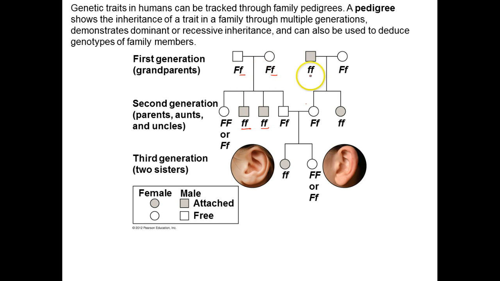Okay, so in this case, this parent shows a trait and this parent is heterozygous. Therefore, this individual has the trait. Okay, so in this case, we're looking at attached ears versus free ears. So attached ears is recessive in this case, and free is dominant. And the way we would label recessive or dominant is it's on chromosomes 1 to 22. So we will say this is an autosomal recessive trait.